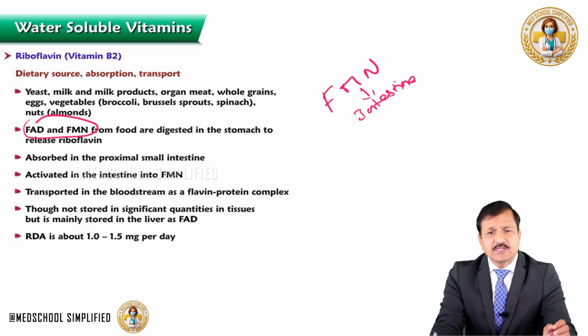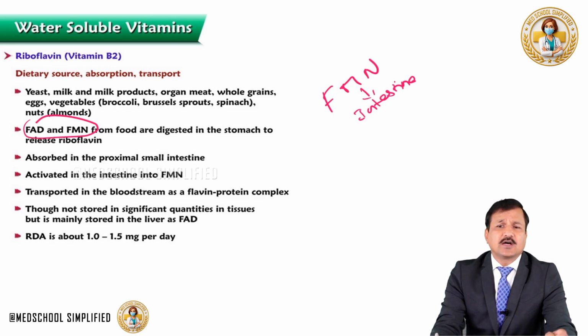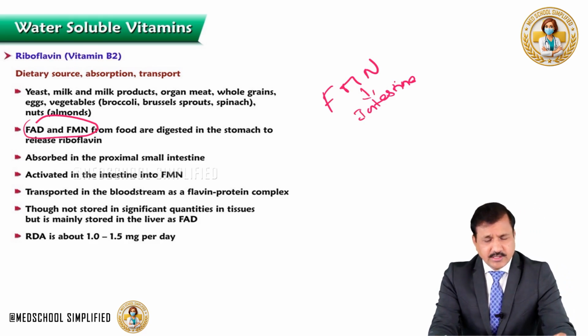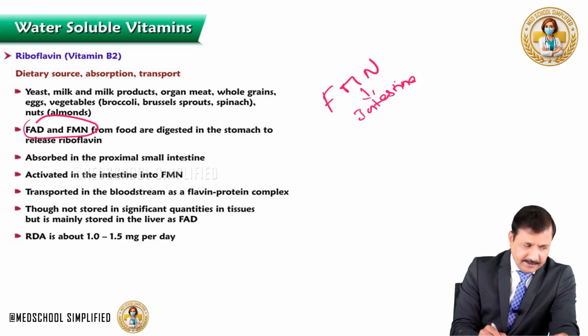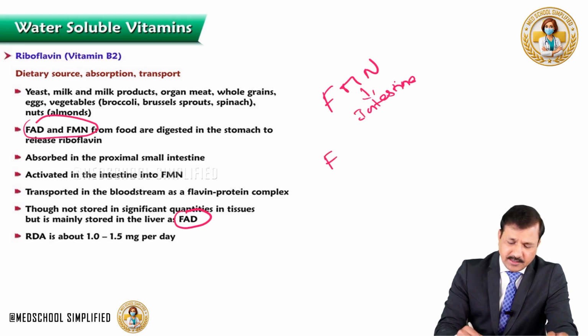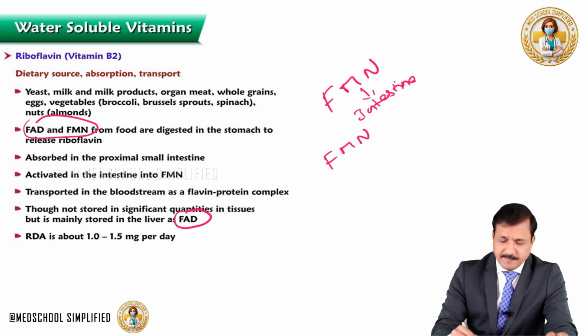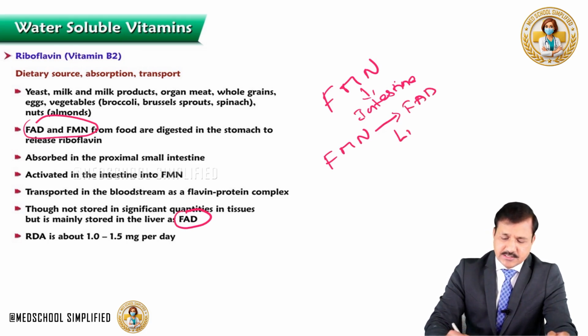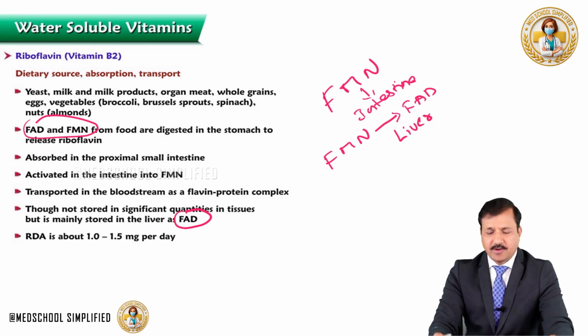However, riboflavin is not stored in significant quantities in the tissues, but it can be mainly stored in the liver as FAD. So, flavin adenine dinucleotide is stored in the liver. Basically, FMN coming from the intestine will be converted into FAD after the adenylation process, which happens in the liver. So make sure you remember this.